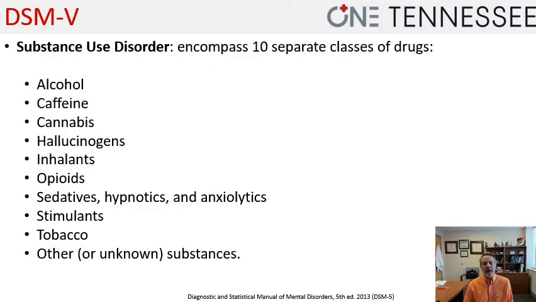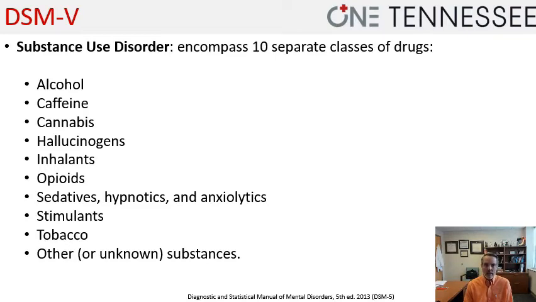The DSM-5 for substance use disorders encompasses 10 separate classes of drugs. You can see them listed here, and alcohol is at the top of the list. While we're not going to specifically focus on alcohol much during this presentation, most of the focus is going to be on opioids, it's really good to point out that worldwide, alcohol is absolutely king in terms of substance use disorders. It's widely available, it's socially acceptable, and it's been around for a really long time. So alcohol, in terms of all substance use disorders, is still the number one.